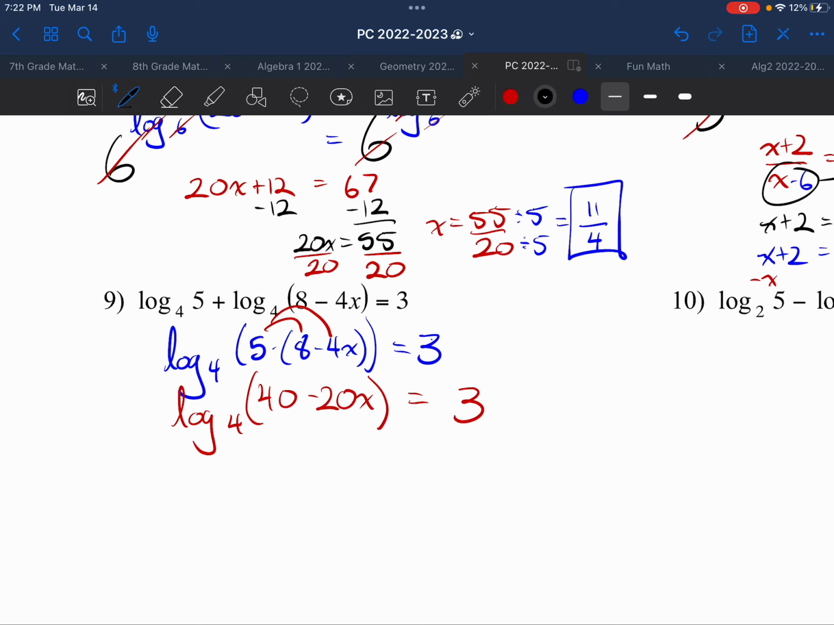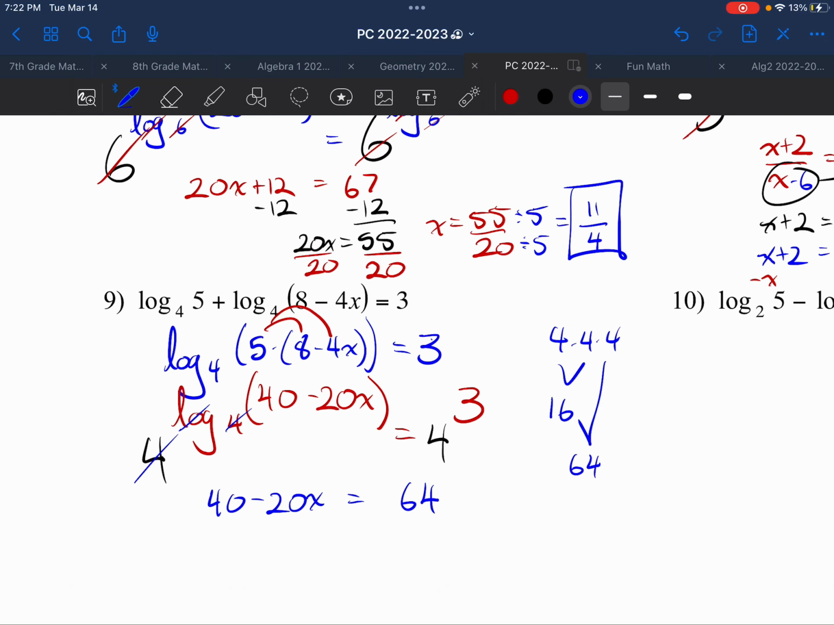Time for exponentiation. We're choosing a base of 4, move the equal sign down so it looks like an actual equation, and cancel some things out. You're gone, and I have 40 minus 20x is equal to 4 to the power of 3, which I can do a little bit faster. 4 to the power of 3 is 64, I think. Let me check. 4 times 4 times 4, 16, yeah, 64. All right, got it right.